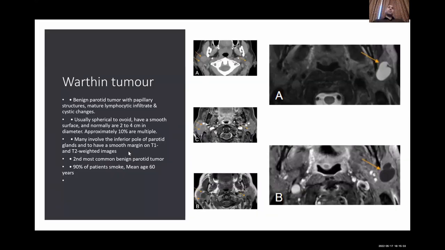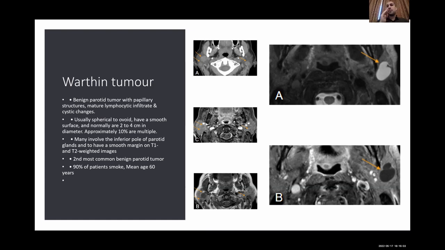Next is the Warthin tumor. Warthin tumor is still benign. Remember, in Warthin tumor, it is hyperintense, but not like the hyperintensity of pleomorphic adenoma. Okay, it is spherical, ovoid, and has a smooth surface. The size is normally from 2 to 4 centimeters. Anything benign more than 5 centimeters, you have to raise the alarm about it.